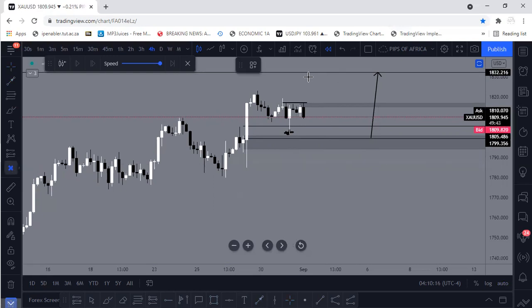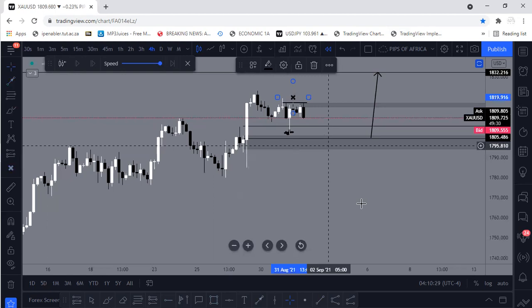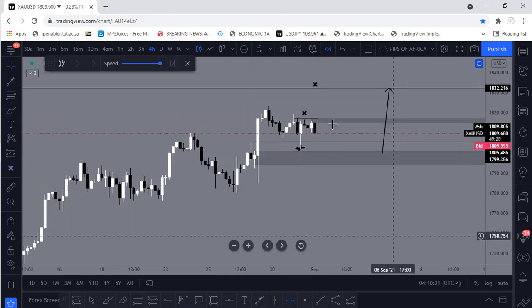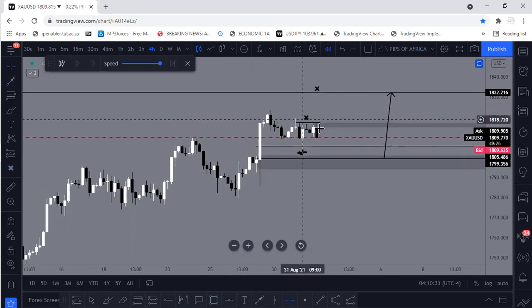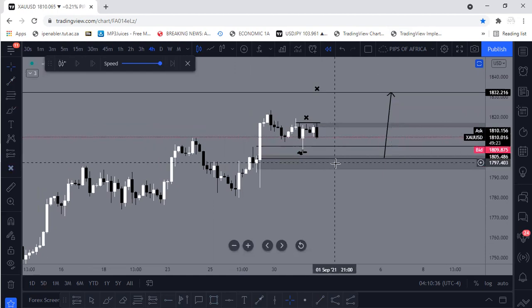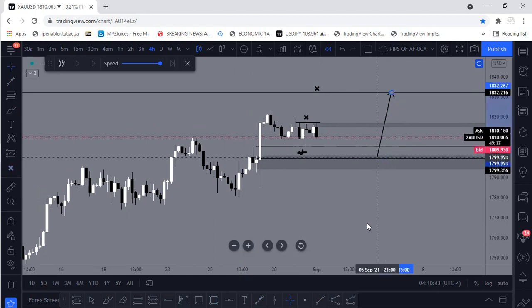So I'm about to end this video. 35 minutes is gone now. I don't want it to be more than 40 minutes. Right, we have this double top and this one here. So the price will then go to the downside here and then continue going to the upside. This is how you trade this market.